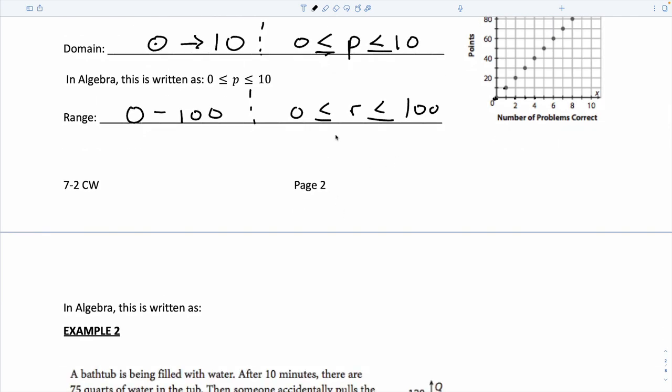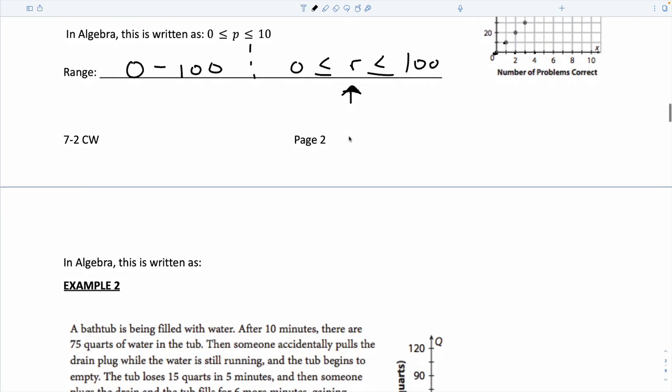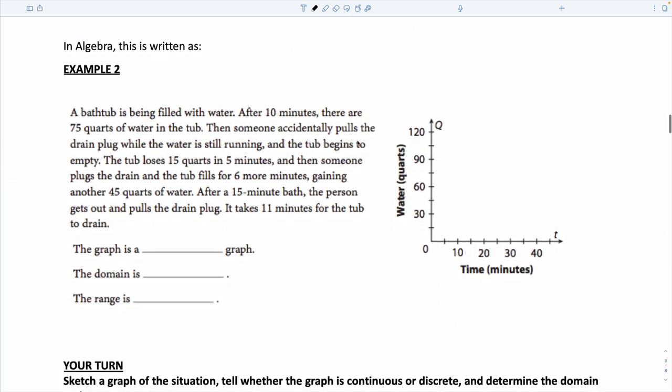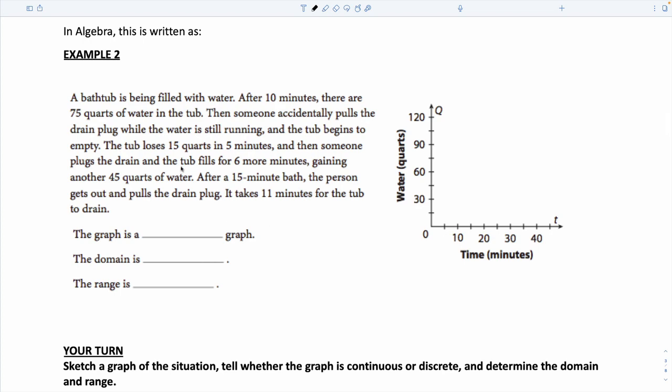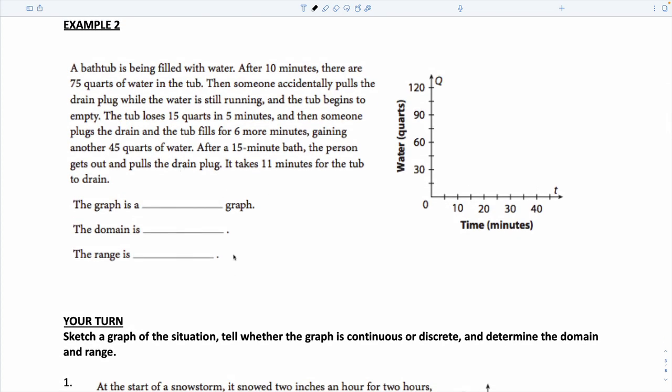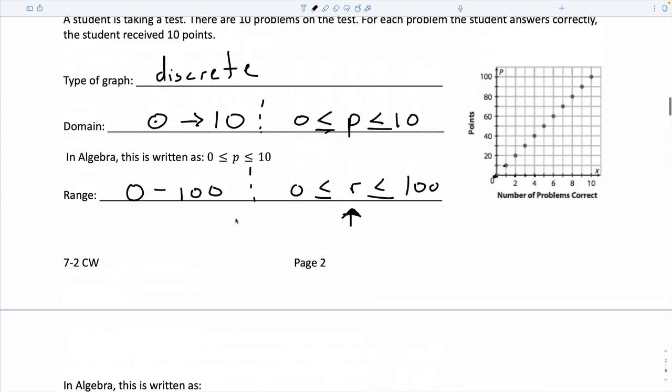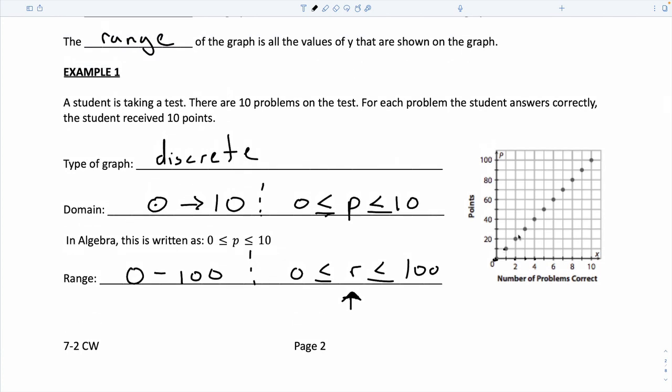In algebra, this is how it's written. Cool. Domain, range, new vocab words that you will need in your algebra lives. Example 2, a bathtub is being filled with water. Actually, wait, go back up. Don't flip. I want you to think about this before we move on to a continuous graph.